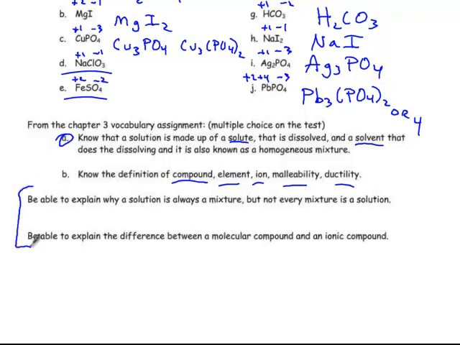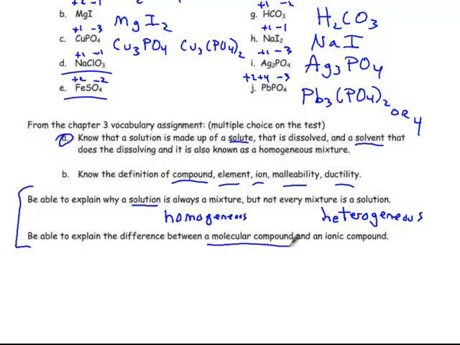Be able to explain why a solution is always a mixture, but not every mixture is a solution. And the reason for that is every solution is a homogeneous mixture. But not all mixtures are homogeneous because some mixtures can be heterogeneous. So that's a good answer for that. Again, solutions are homogeneous, so they're always a mixture. They're a homogeneous mixture, but not every mixture is a solution because some mixtures are heterogeneous.